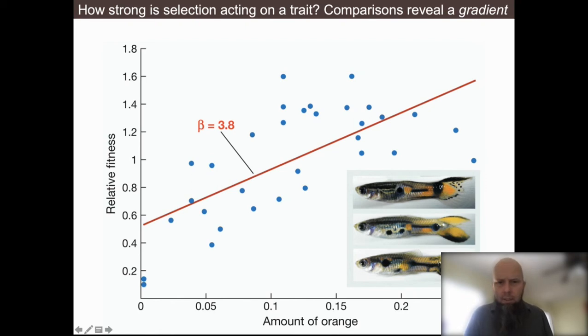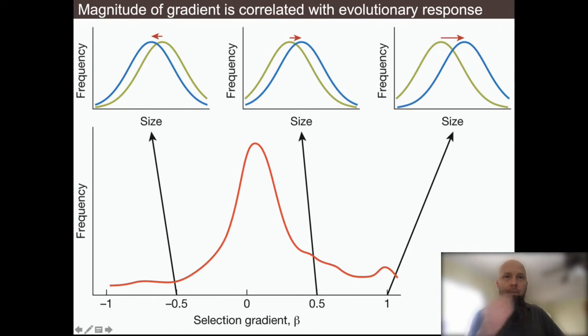Here is a measure or an analysis of the fitness of male guppies with the x-axis representing how orange they are and the y-axis their relative fitness. So the more orange you are, the higher the fitness is, right? So this is a quantification of the strength, or the selection gradient, that exists within this population of guppies.